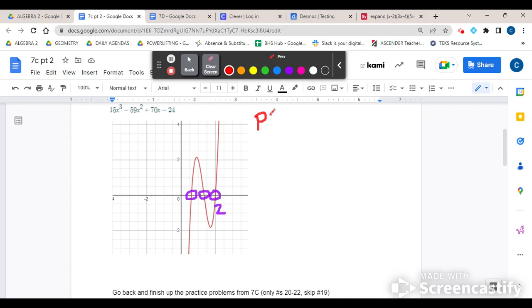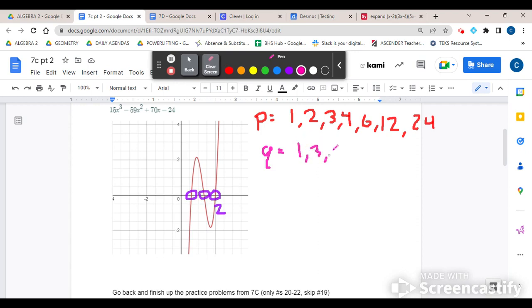To find our possible p-values, we're going to look at all the numbers that multiply into negative 24. So we could have positive or negative 1, 2, 3, 4, 6, 12, 24. Those are all of our possible p's. All of our possible q's are going to be any numbers that multiply into 15. So 1, 3, 5, 15. And we can work positives or negatives for these as well.